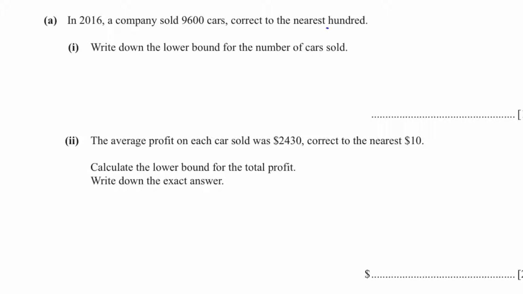It is rounded to the nearest 100. Whatever we have to round to, divide it by 2. You will get 50. To find the lower bound, we will subtract 50 from 9,600. If it was the upper bound, we would have added. And the answer is 9,550.